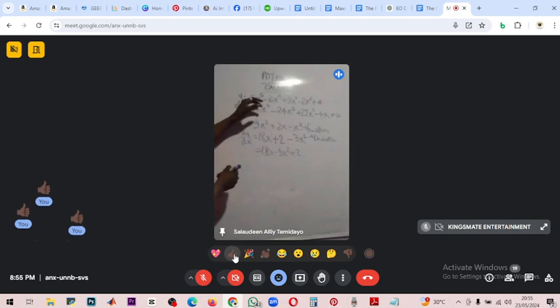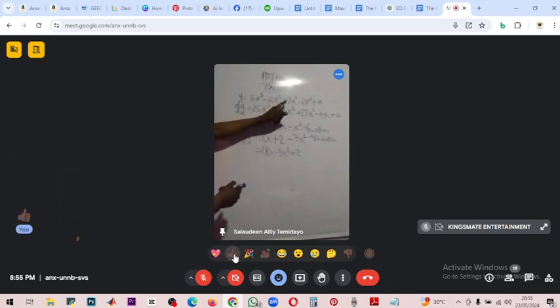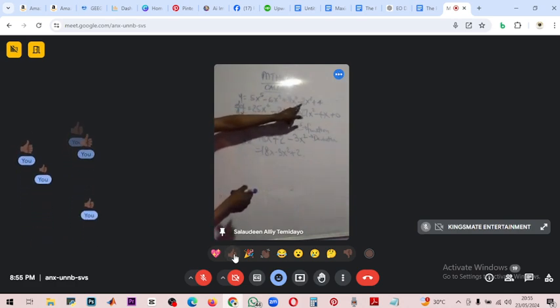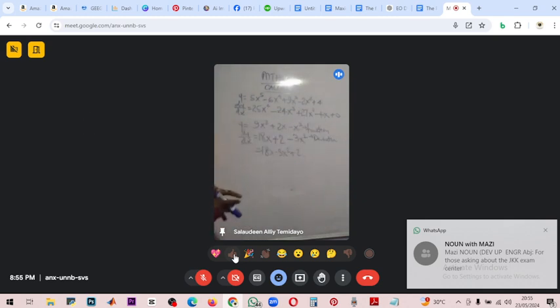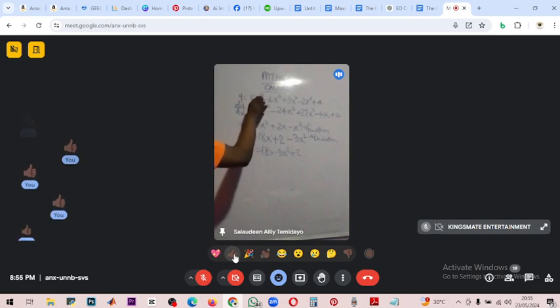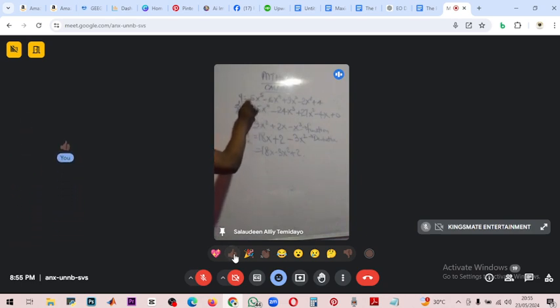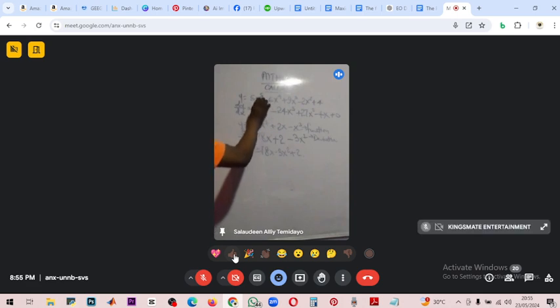y equals 5x raised to power 5 minus 6x raised to power 4 plus 9x cubed minus 2x squared plus 4. That is the function given. It's a polynomial function. To differentiate it, we're going to take the power and multiply it by the coefficient of the variable we are differentiating with respect to. That is 5 multiplied by this 5. That gives 25. And the x is raised to power 5.